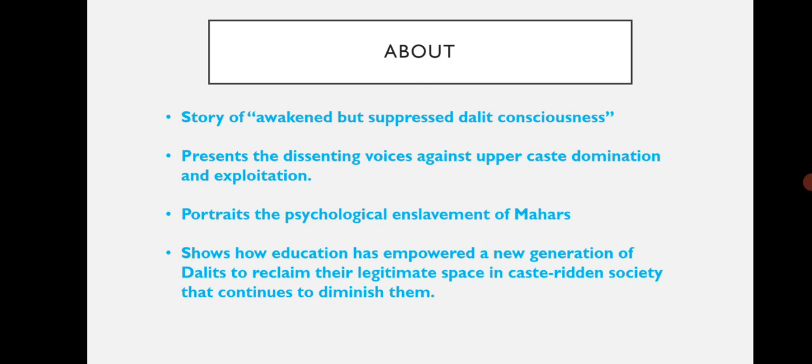It shows how education has empowered a new generation of Dalits to reclaim their legitimate space in a caste-ridden society that continues to diminish them. So we believe that we live in a caste-ridden society. Still, we are all conscious about the idea called caste, which should be given very less importance in our life, but we put it as the first thing to be noted about a human being. So almost a caste ridden society we have today. So what is the hand of education in making a caste ridden society? First thing, what is the hand of education in a Dalit's life, in his life in today's 21st century? So these are the two things we have to discuss in this particular work.